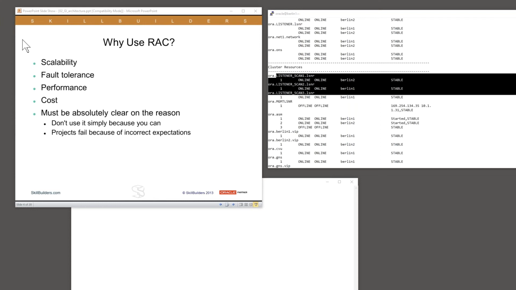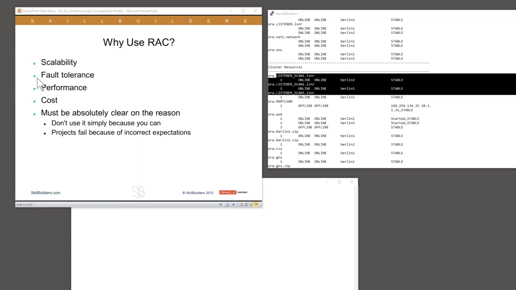Disk I/O. If the disk can't scale, you'll get no benefit. The whole environment has to scale. The application, the disks, the CPU, everything. RAC is only part of it. You will only get scalability if the whole environment scales.